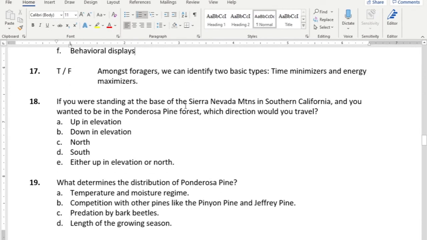All right, 17, true, false. Amongst foragers, we can identify two basic types, time minimizers and energy maximizers. Yes, we did that. Okay.